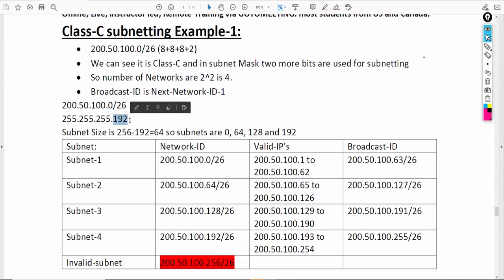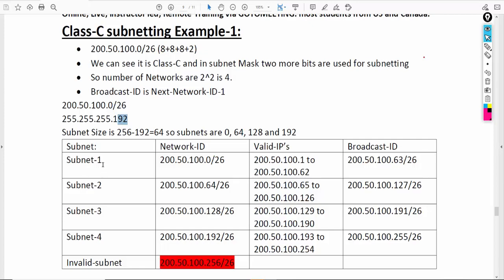Okay, we want to find how many networks are supported. Again, we can see it is class C, and we are using 2 bits for subnetting because we go from /24 to /26. So we are going to have 2 to the power 2, which is 4 networks. The subnet size is 256 minus 192, which is 64. So the subnets are 0, 64, 128, 192.